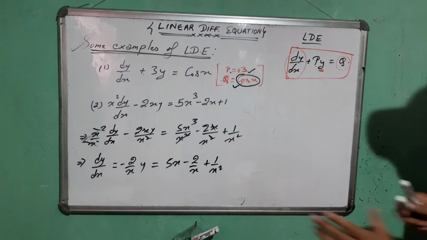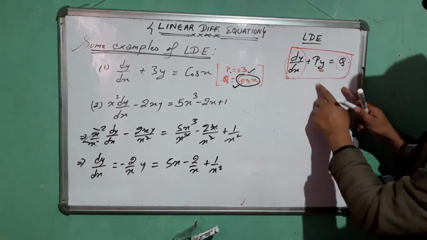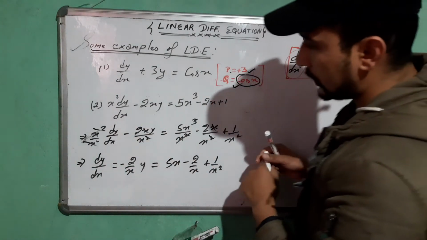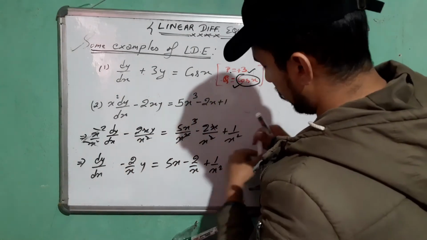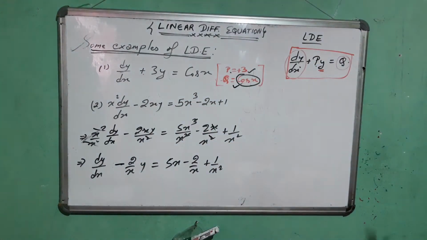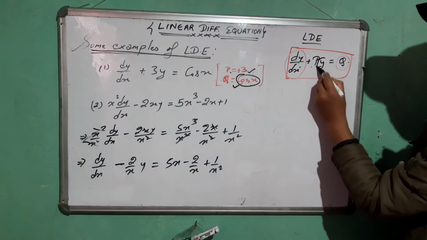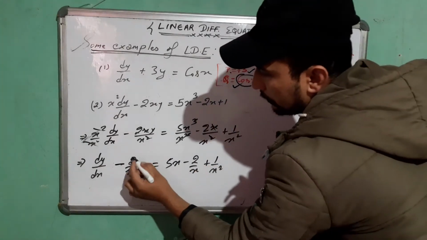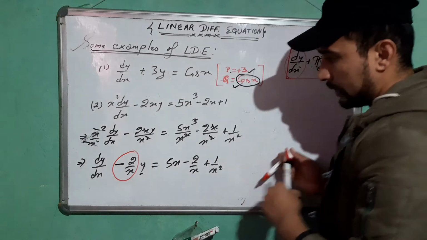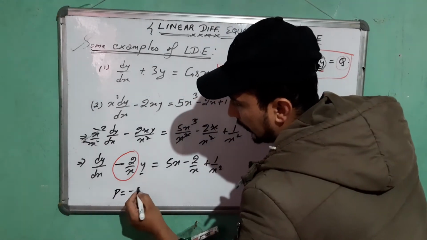Now compare this with this equation. dy/dx you have, dy/dx is there. This is minus, sorry, this is minus. Py, y is there, so this is y. In place of p you have p equals minus 2 by x.